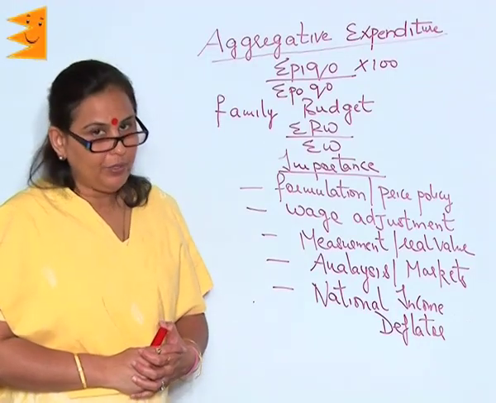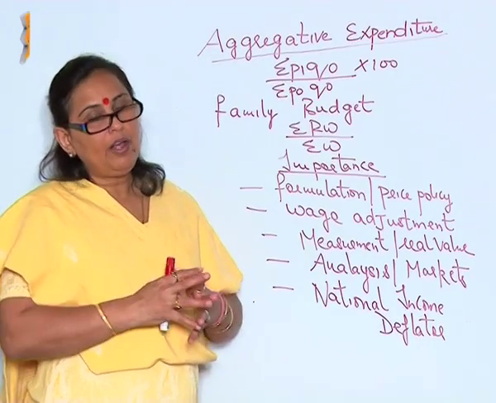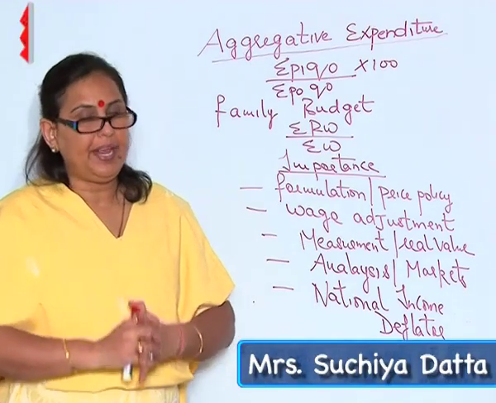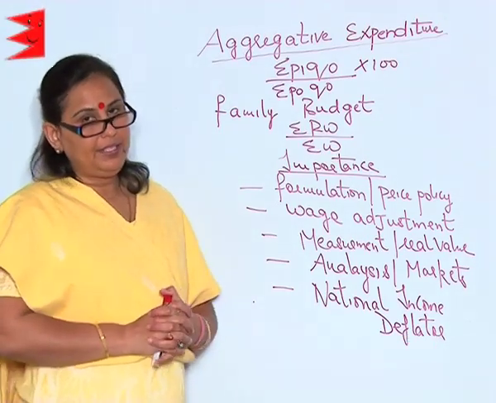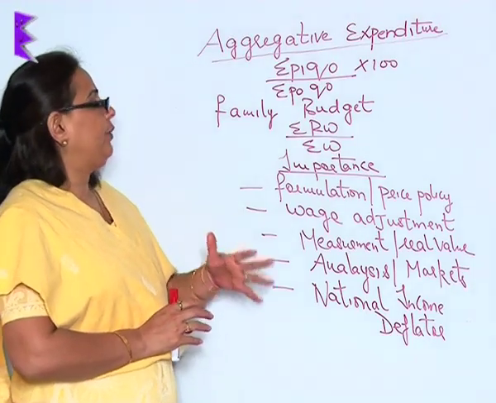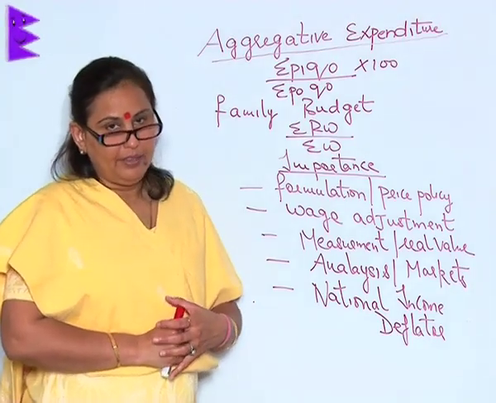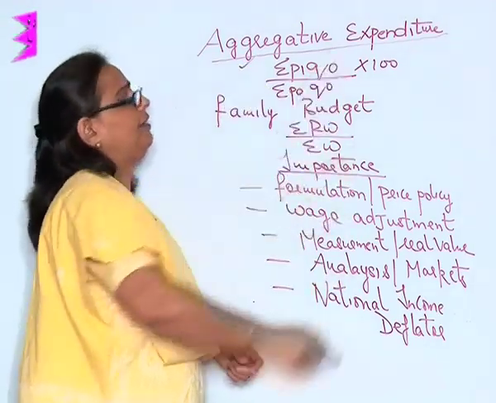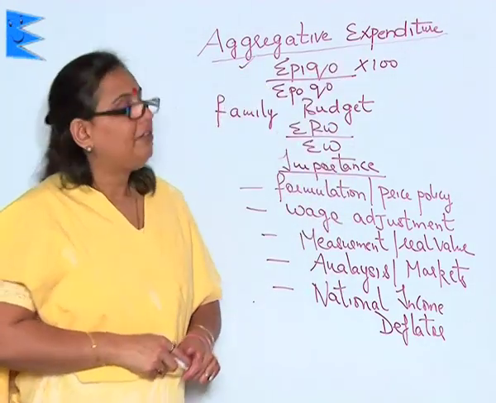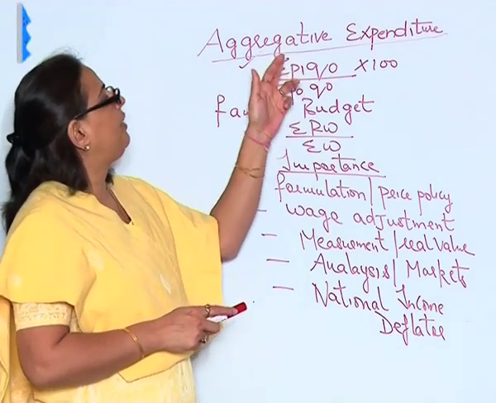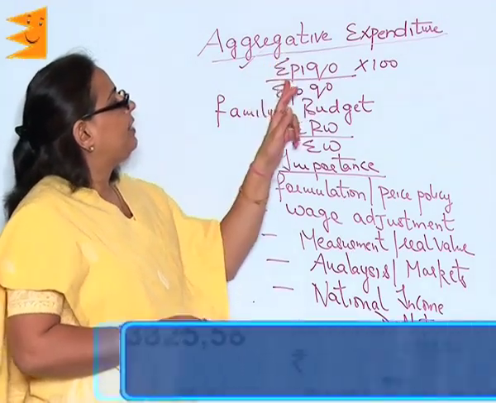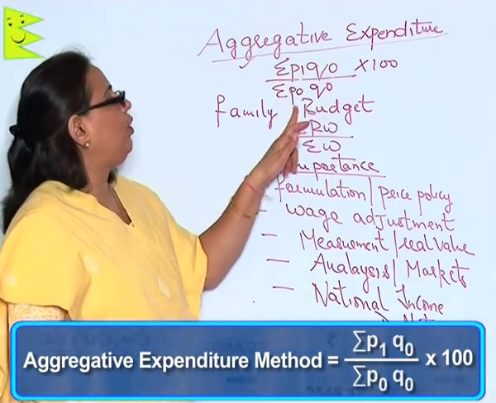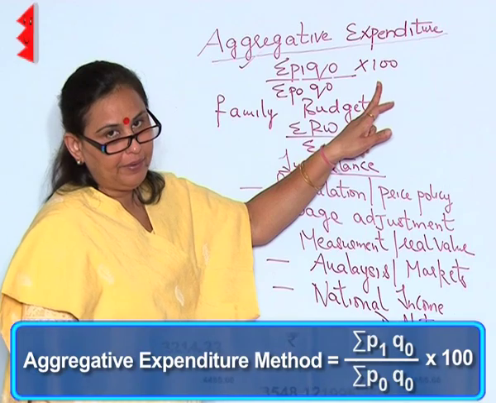Now, to find out the formula or the construction of the consumer price index, called the CPI, we have to learn two formulas. The first method is the aggregative expenditure method, and the formula for the aggregative expenditure method is sigma P1 Q0 upon sigma P0 Q0 into 100.